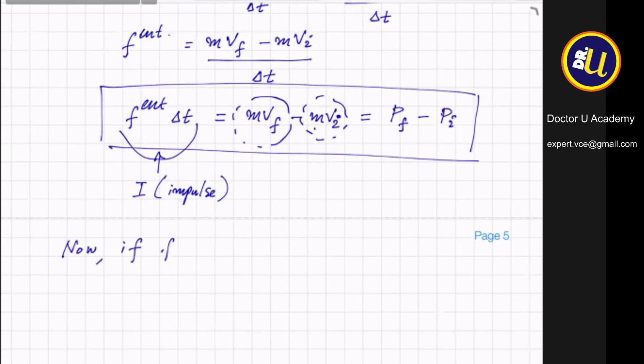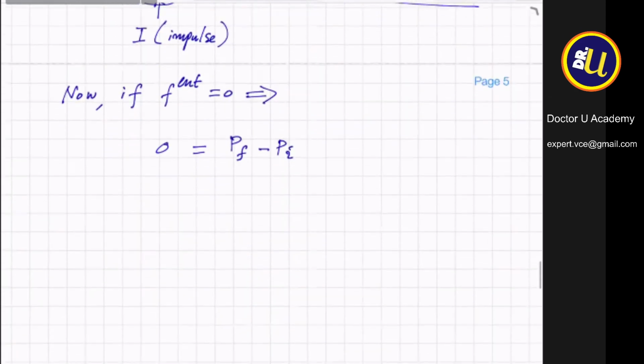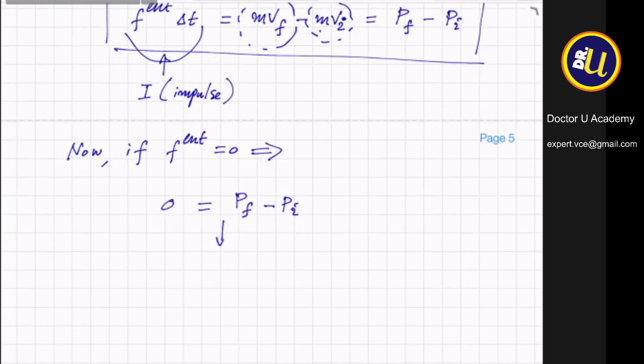Now if F external force is 0, that means in absence of an external force, what will happen? So the left hand side would be 0, p final minus p initial is equal to 0, right? So from here you can say p final is equal to p initial. That means linear momentum final is equal to linear momentum initial. This is called linear momentum conservation. Linear momentum is conserved. Initial momentum is equal to final momentum. So this is linear momentum conservation.